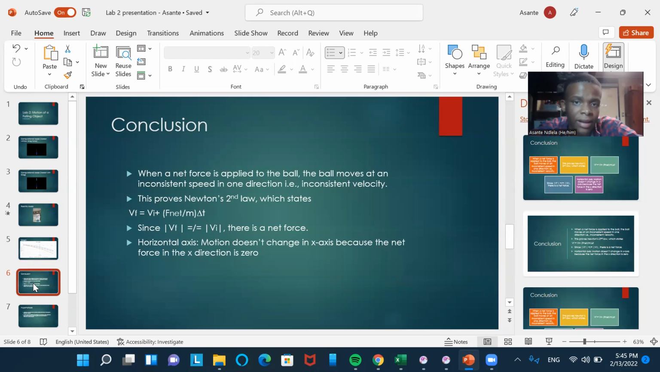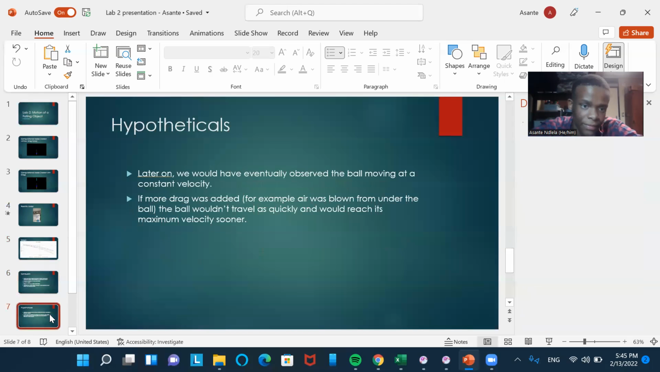So, conclusion: when a net force is applied, the ball moves at an inconsistent speed in one direction, i.e. inconsistent velocity. This proves Newton's second law, which states that Vf equals Vi plus F net over m times t. Since the magnitude of Vf isn't equal to Vi, this proves that there is a net force acting on the ball. Along the horizontal, motion doesn't change in the x-axis, so it travels along one axis because the net force in the x direction is zero, because in this experiment, the only forces acting on the ball are gravity and drag.